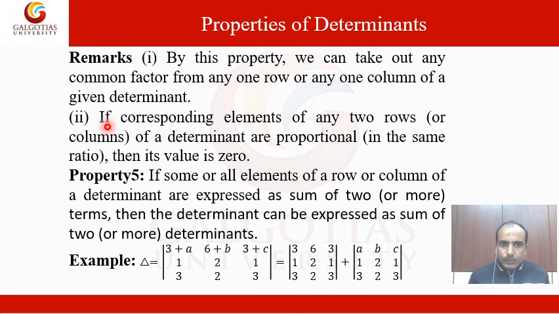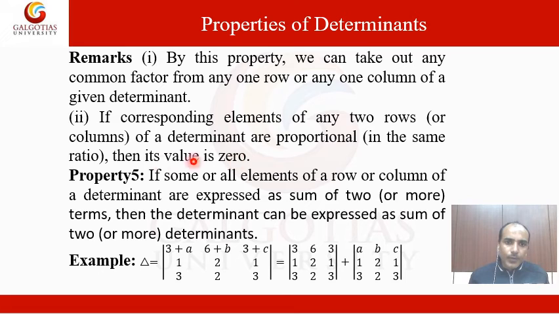The second remark is, if the corresponding elements of any two rows or columns of a determinant are proportional in the same ratio, then its value is 0. Means in a determinant, if any row or column is equal to some non-zero multiple of the elements of another row or column, then the value of this determinant is 0.